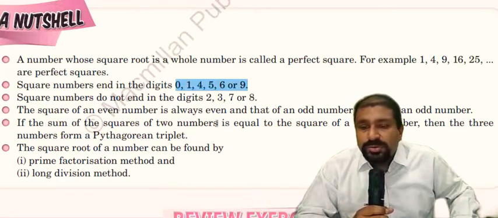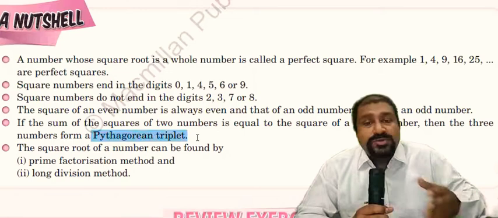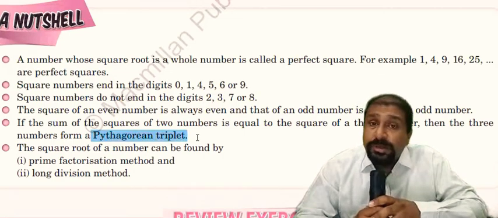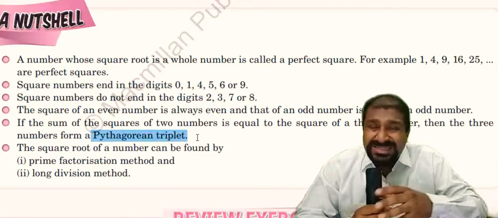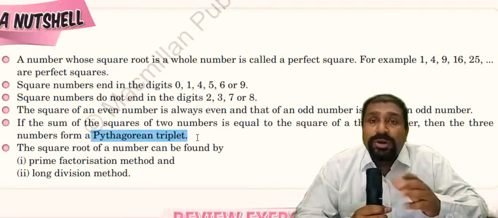If the sum of the squares of two numbers is equal to the square of the third number, then the three numbers are said to be a Pythagorean triplet. As we have studied about the Pythagorean triplet, a very important concept, the best example I used to say is the numbers 3, 4 and 5.